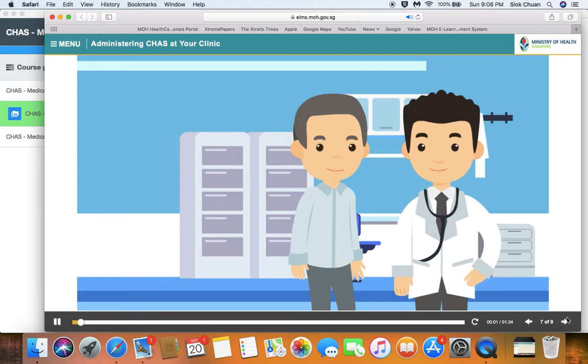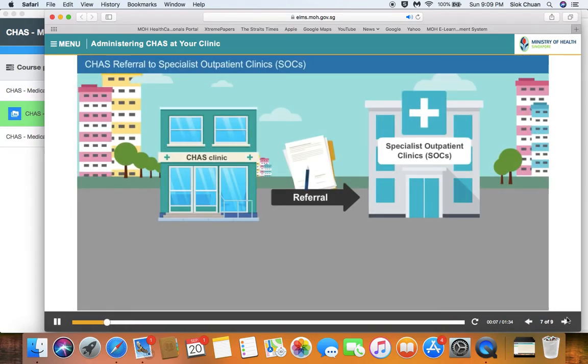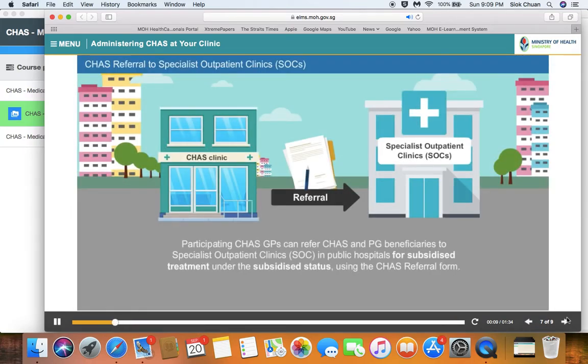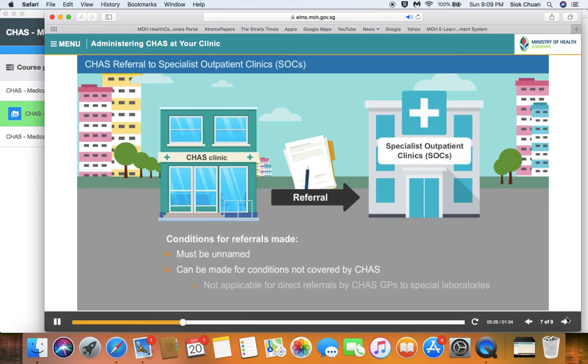Now we will learn more about referring your CHAS patients to specialist outpatient clinics. CHAS clinics can refer CHAS patients to specialist outpatient clinics for subsidized treatment under the subsidized status. For CHAS patients that are referred to a specialist outpatient clinic, this referral must be indicated in the CHAS claim submitted for them. Here are the conditions to be met for such referrals.